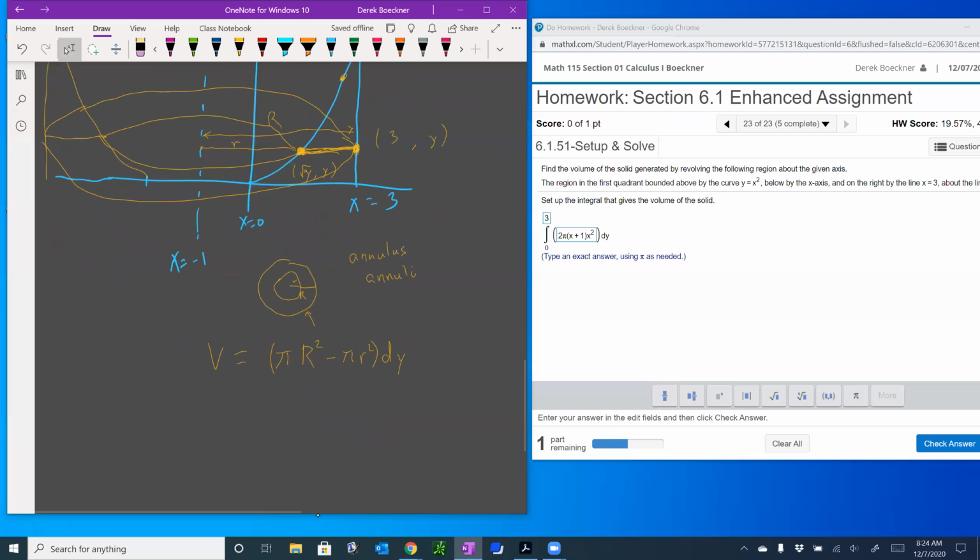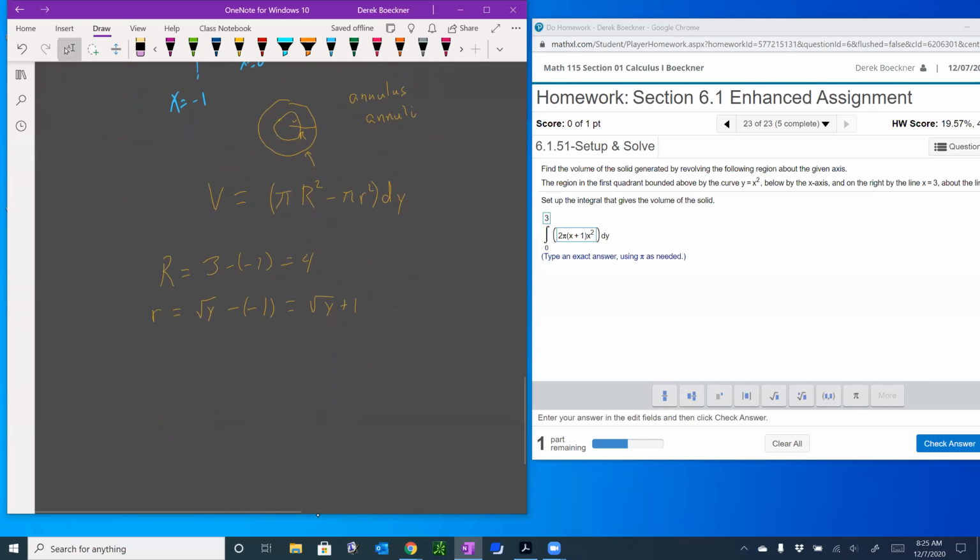So now I have to figure out capital R. Well, it's the change in the x values from here to here. Well, this x value is at -1 comma y. So the outer radius is always going to be 4. And the inner radius, that's going to be the one that changes. That's going to take the x value of the square root of y minus minus, so the square root of y. Are we good with those two radii? Yep.